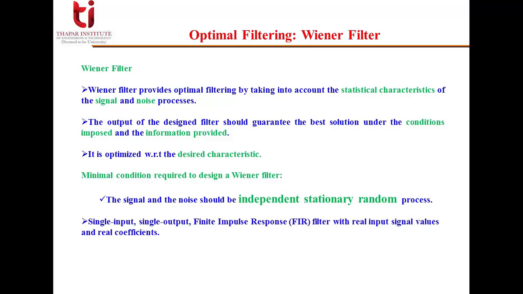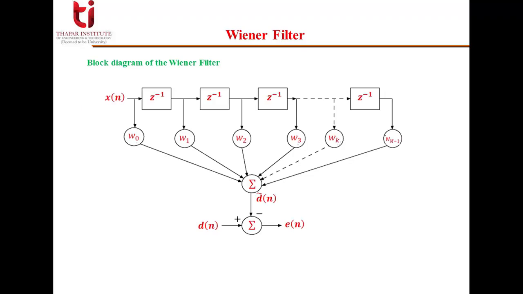The Wiener filter is a single input, single output, finite impulse response filter with real input signal values and real coefficients. Let's see the block diagram representing the Wiener filter. This is a typical block diagram representation of the Wiener filter. In this, xn is the observed signal. It consists of a real signal and noise. That means it is a combination of both the actual signal and the noise.